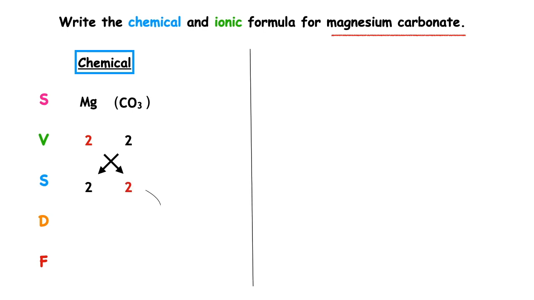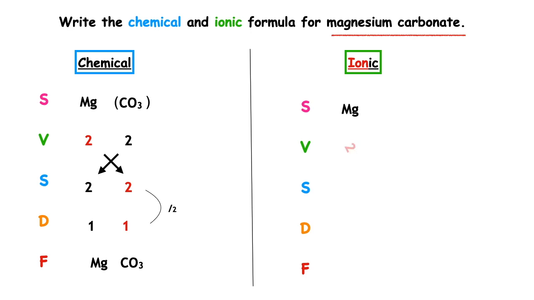Highest number both can be divided by is 2. So 2 divided by 2 is 1, and 2 divided by 2 is 1. The chemical formula is Mg, bracket, CO3, close bracket. Because we've only got 1 of our carbonate, we can remove the brackets. Same steps on the right hand side for the ionic formula. Remember, the only stage that's different here is that we have to make a sandwich and wrap it up.